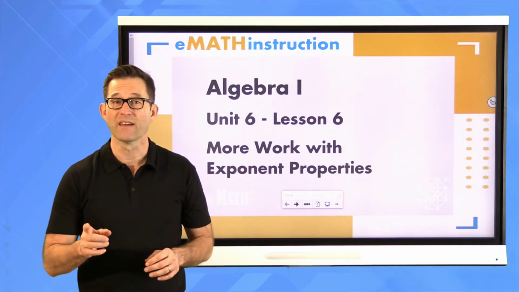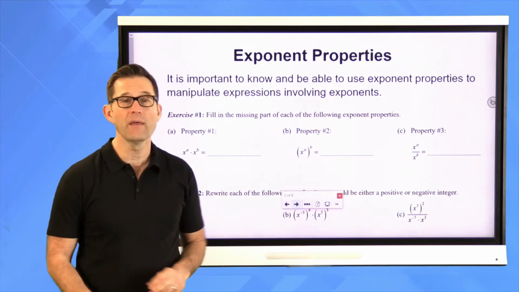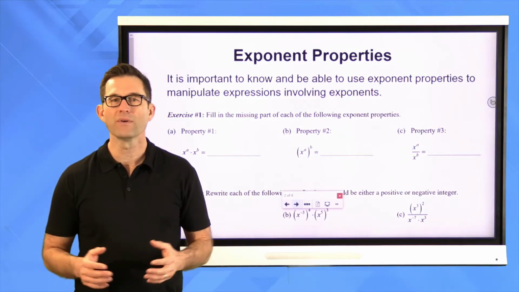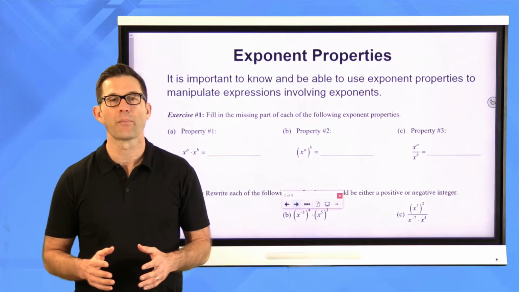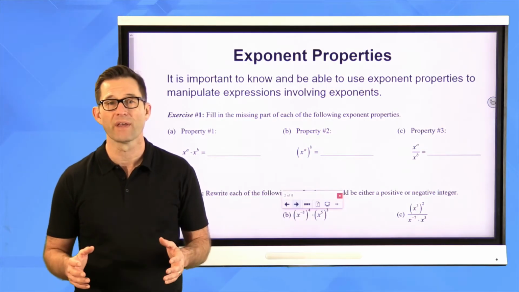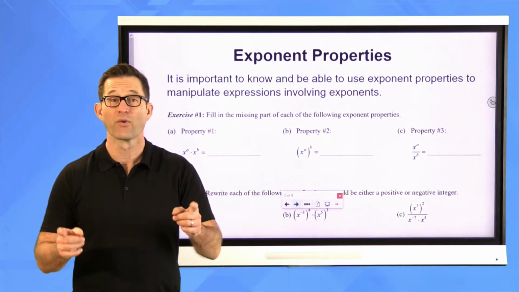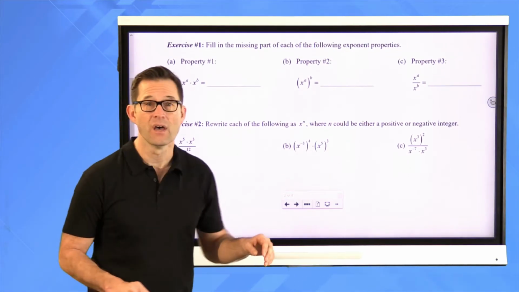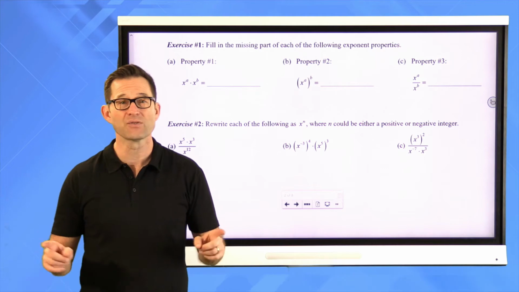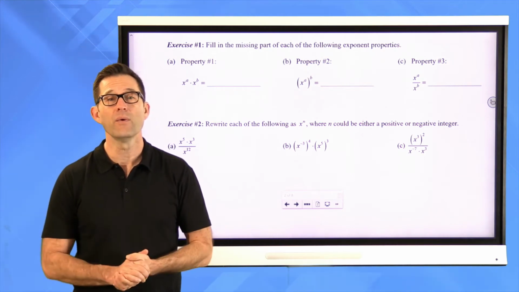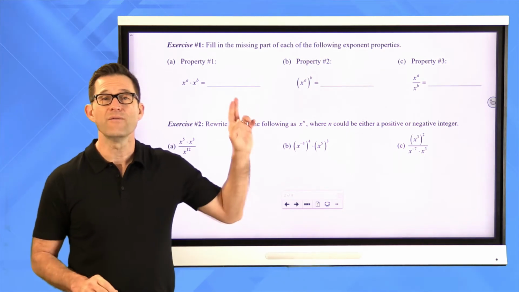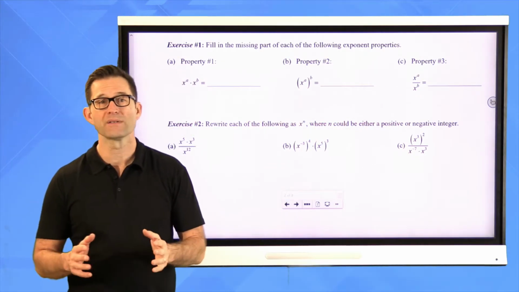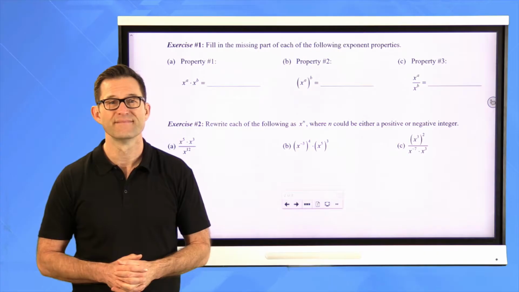So right away, let's get into it and review the 3 main exponent laws. So exponent properties are laws. It's important to know and be able to use exponent properties to manipulate expressions involving exponents. But of course, what we first want to do is review those 3 major exponent properties. So that's what we got in exercise number 1. What I'd like you to do now is pause the video and see if you can fill in what each one of those is equal to. Pause the video now and go ahead and do that.